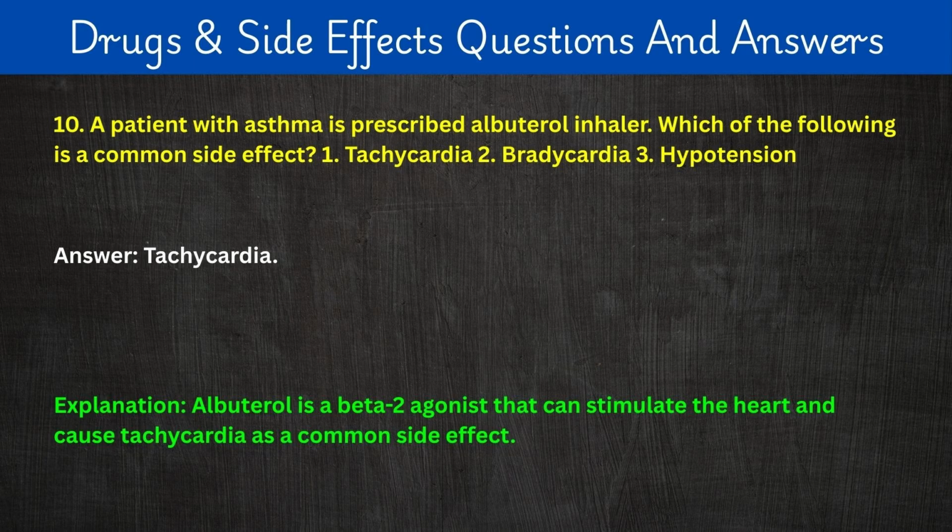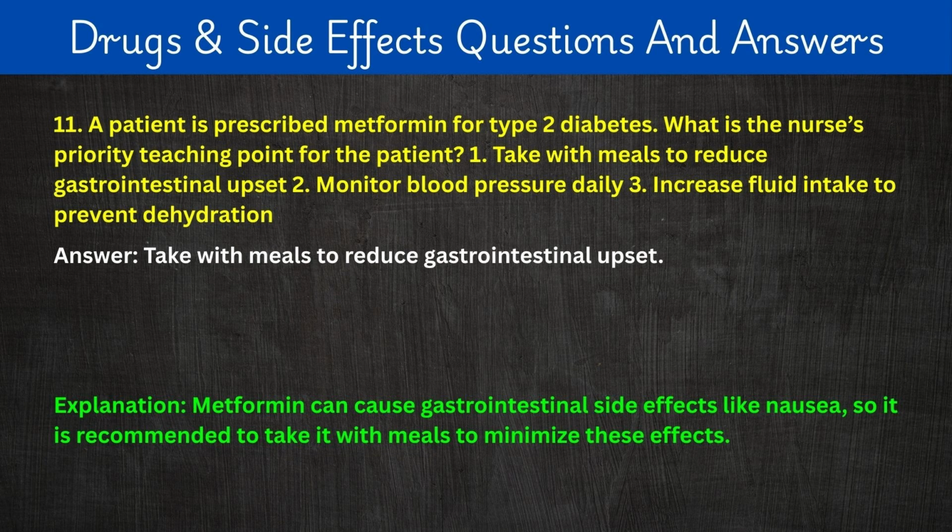10. A patient with asthma is prescribed albuterol inhaler. Which of the following is a common side effect? 1. Tachycardia. 2. Bradycardia. 3. Hypotension. Answer: tachycardia. Explanation: albuterol is a beta-2 agonist that can stimulate the heart and cause tachycardia as a common side effect.